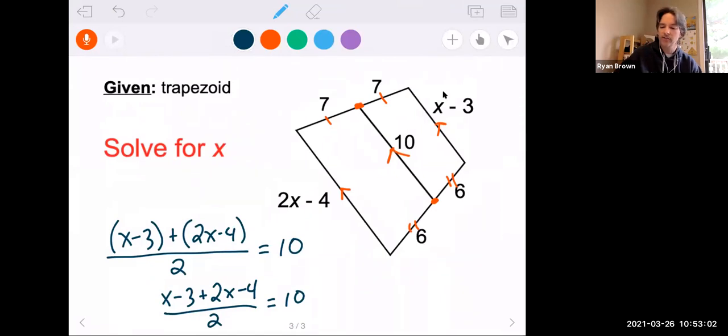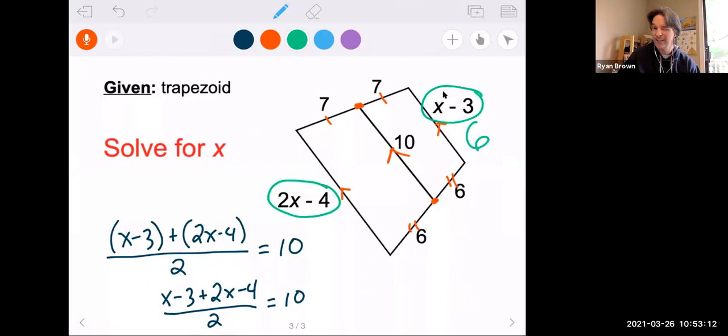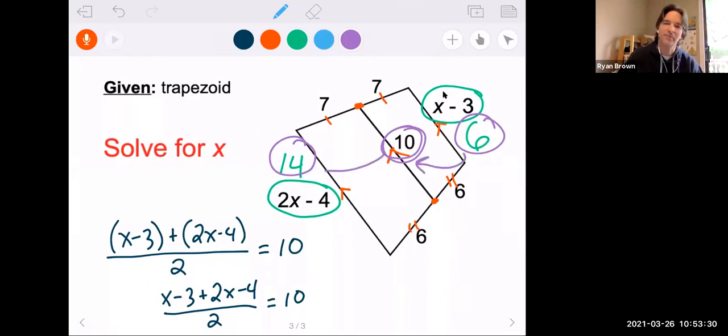Okay, if x is really 9, this would be 9 minus 3, 6. This would be 2 times 9 minus 4. That's 18 minus 4. That's 14. Okay. All right, let's check and see. 6 plus 14 divided by 2, that's 20 divided by 2 is 10. Yay, we got it right. x is equal to 9. Not only that, but can you see the distance from 6 to 10 is the same from 10 to 14.